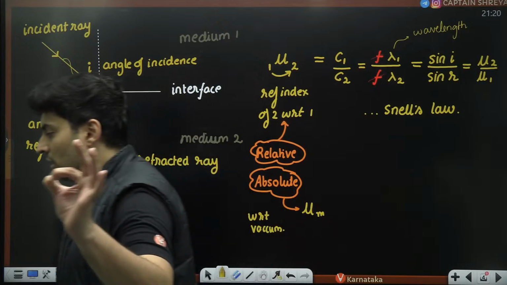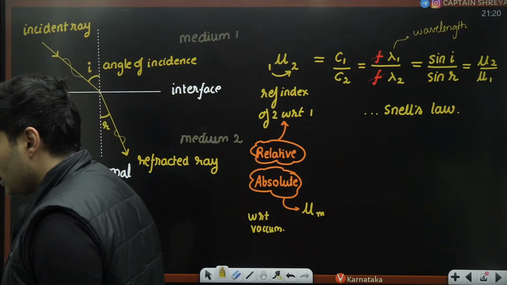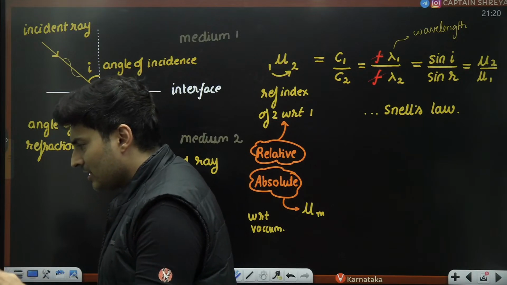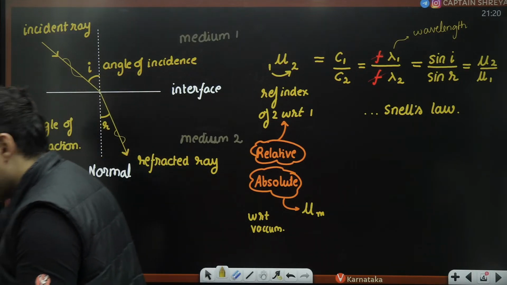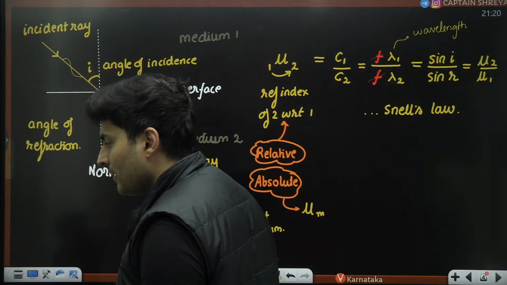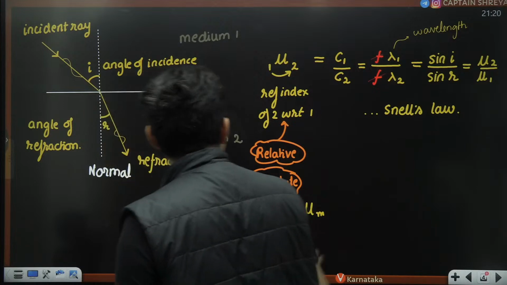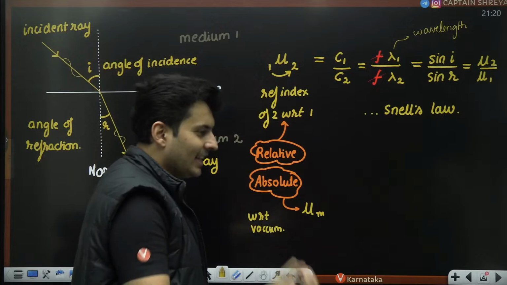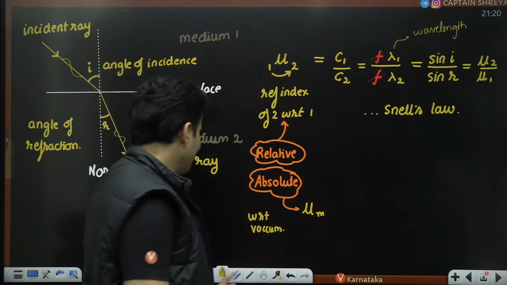Does frequency depend? Chota Bhim, first of all, don't spam. Write it once. Yes. So sin I by sin R is the refractive index. Correct. Frequency depends on the source. The light bulb which was emitting that color decides the frequency.